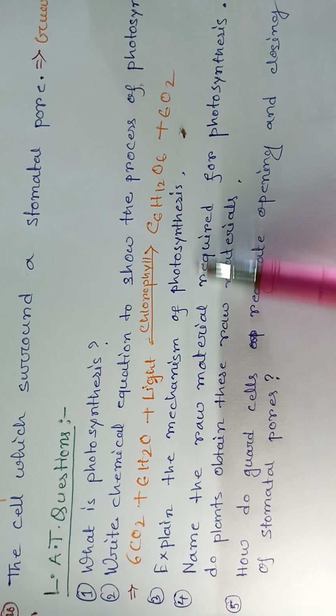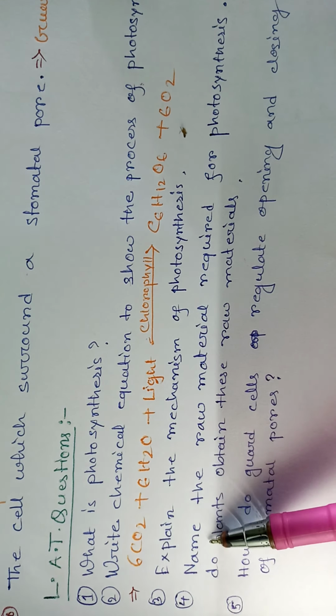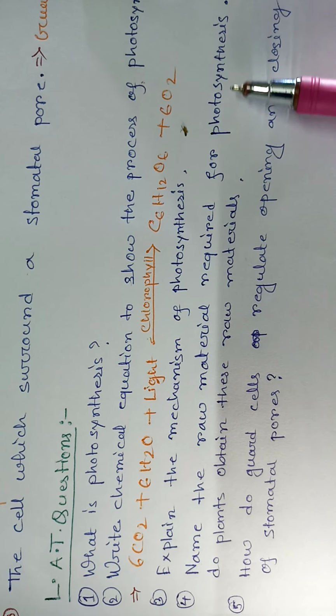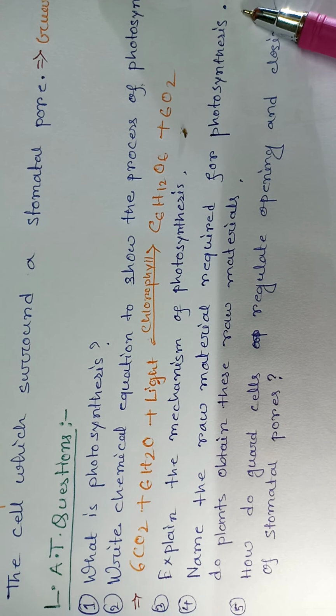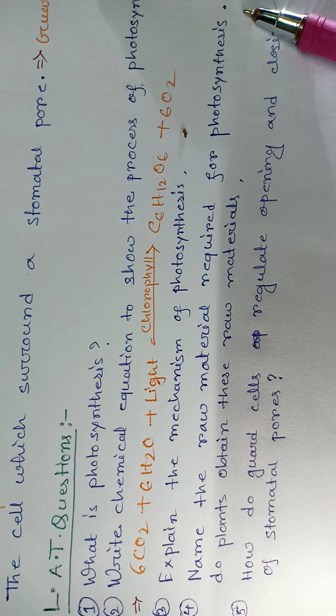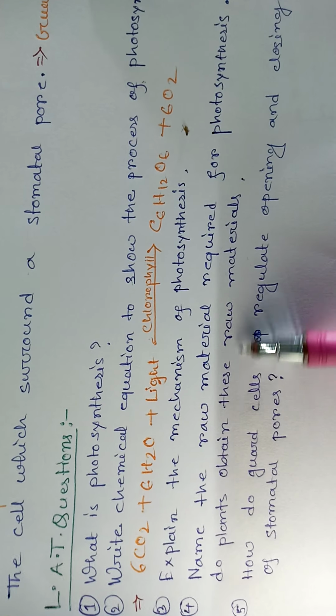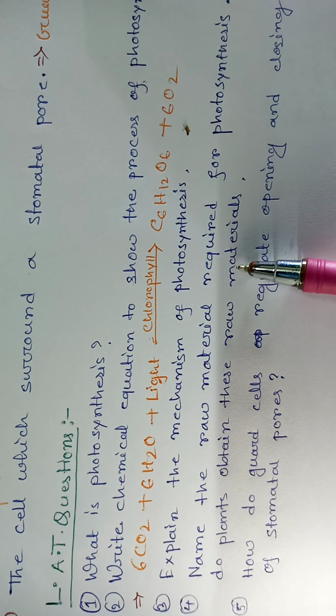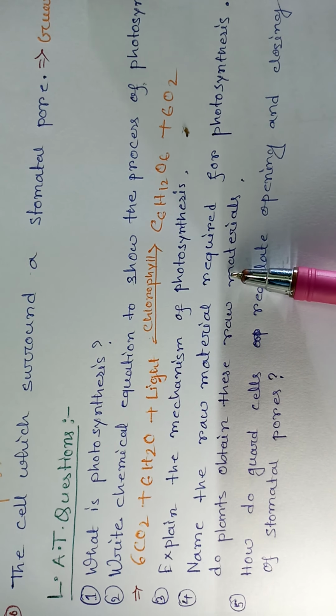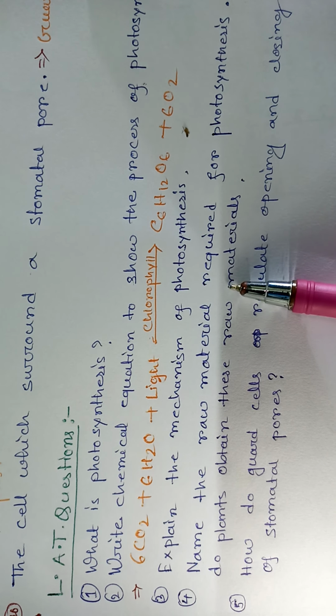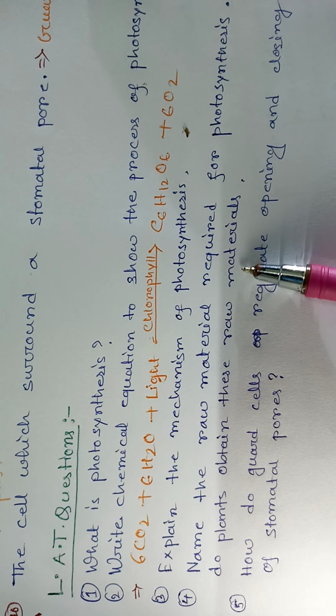Next, explain the mechanism of photosynthesis that I have discussed already. Name the raw materials required for photosynthesis. These are chlorophyll, sunlight, water and carbon dioxide. How do plants obtain these raw materials? Raw materials means carbon dioxide, which is obtained from the air through stomata, through gaseous exchange, and water is obtained from the soil through osmosis.